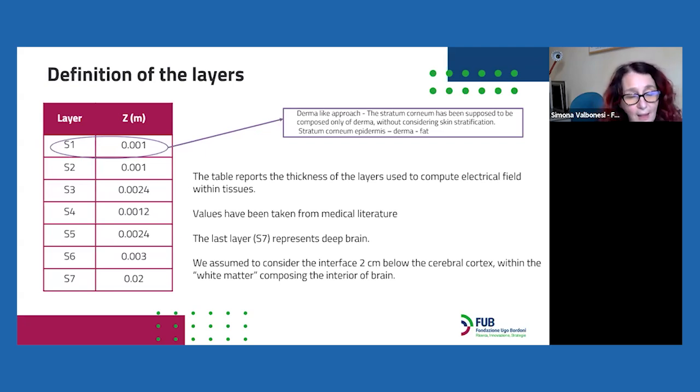This is because our goal was not to characterize the skin, which has been studied a lot in literature, but to characterize all what was below the skin, the other layers.